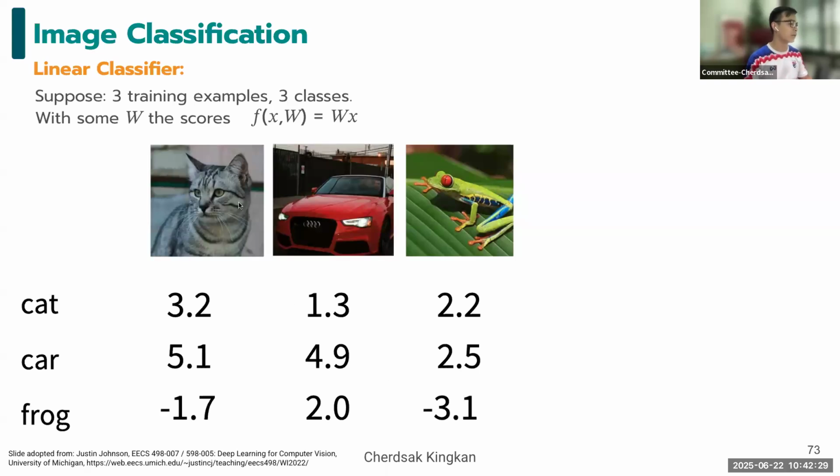So now we are going to talk about how it works. How can we choose a good matrix W, which is what we call the learnable parameters, or the weights of the model? Suppose we have these 3 training examples and 3 classes, with some W's. So the score function, this is the equation of the linear classifier, as we can see.